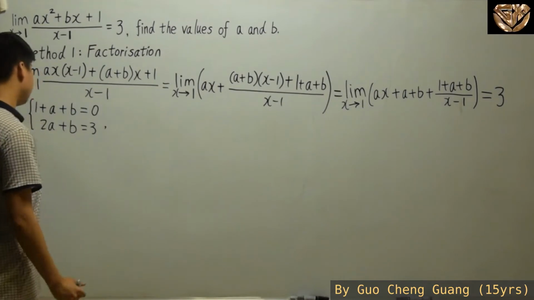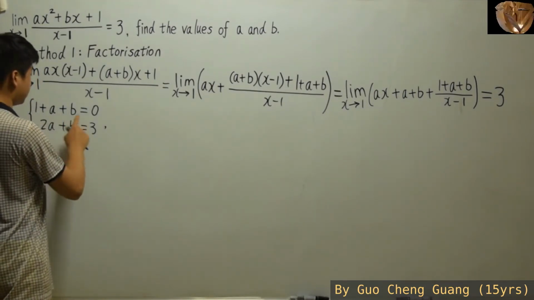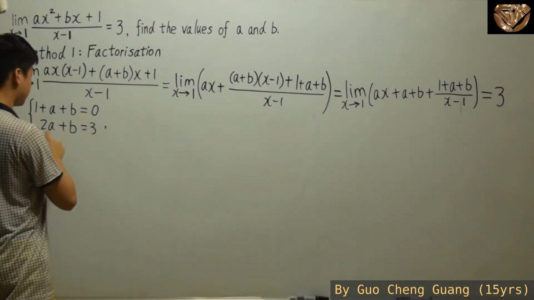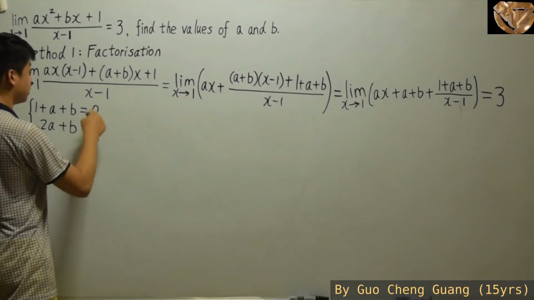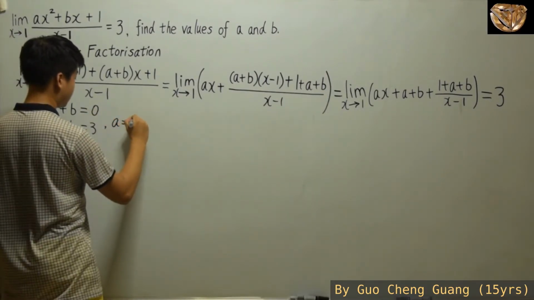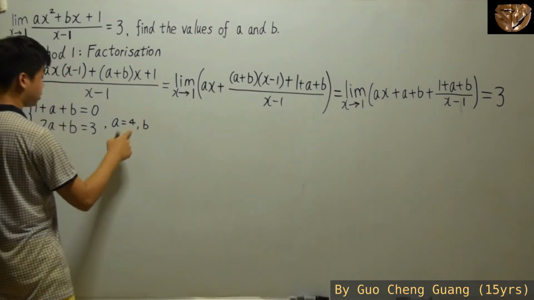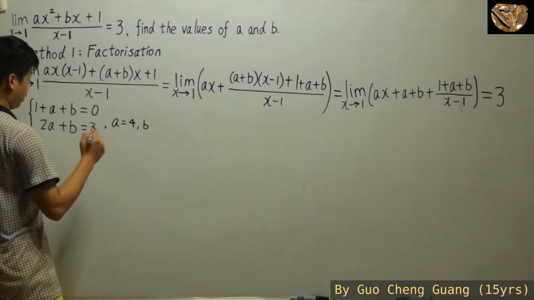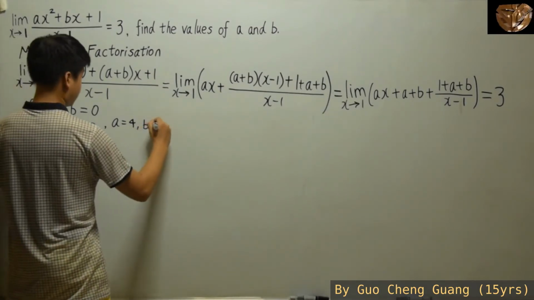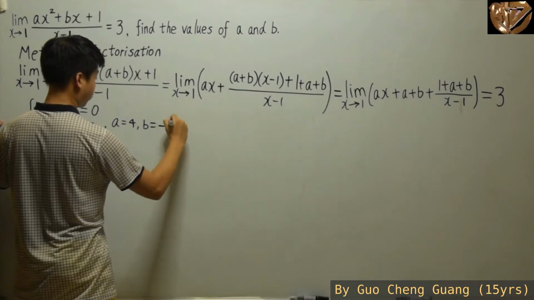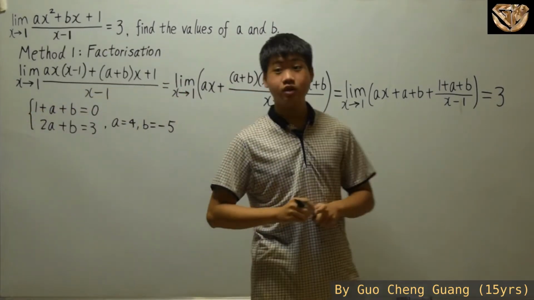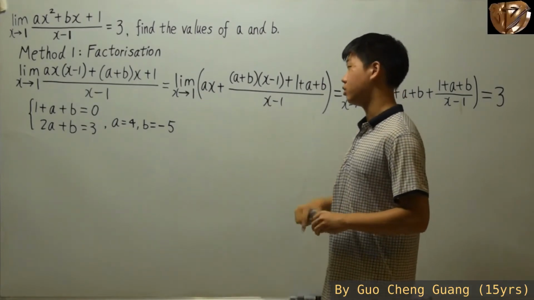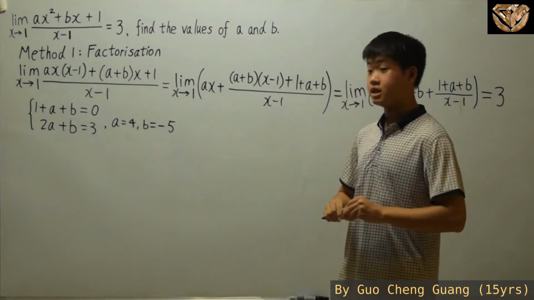In order to solve them, you can realize that a plus b is equal to -1. Use the second equation to subtract the first equation to get a is equal to 3 minus -1. Then you will get a is equal to 4. Then put a into your second equation or the first equation, and you'll get b is equal to -5. Alright, so there you have it with the first method of factorization in order to get this set of simultaneous equations to solve that a is equal to 4, b is equal to -5.